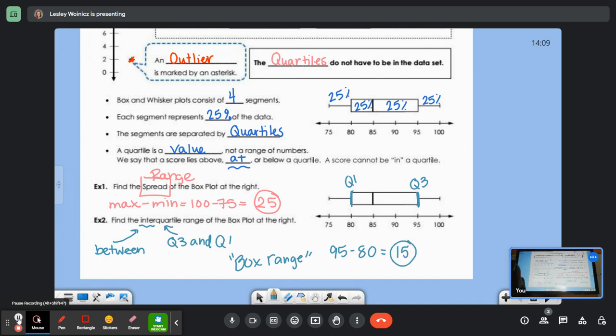The range and the IQR, interquartile range, are measures of spread, like how far the data is apart. We can have two very different sets of data that have very different mean, median, and mode that have the exact same range. We saw that in our measures of central tendency notes, right? Let's look at the next page.